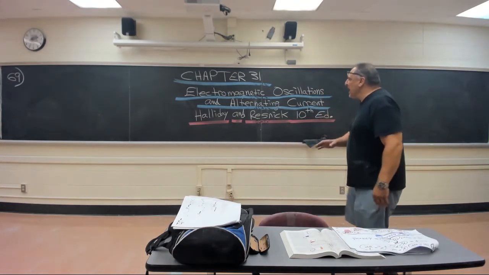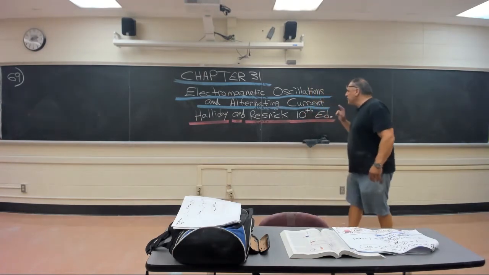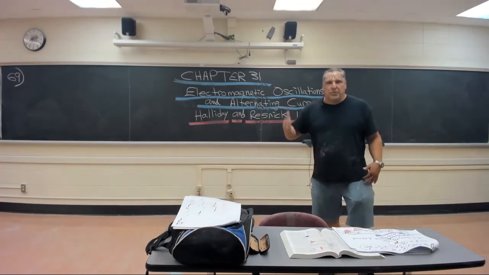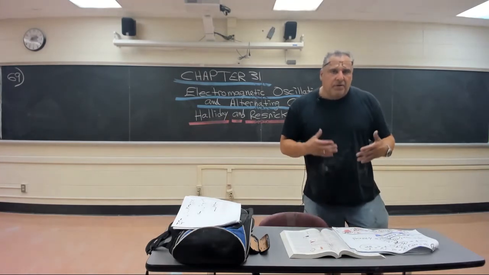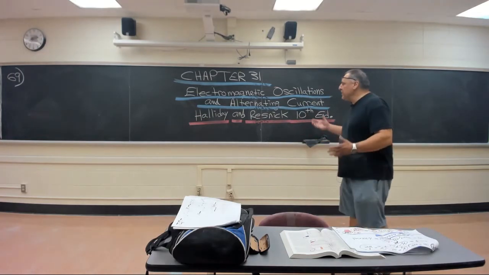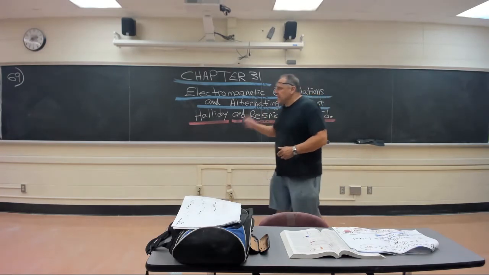Problem number 69 from chapter 31, Electromagnetic Oscillations and Alternating Current. Many problems are going to scroll at the end of this video from chapter 31. The opportunity arose to do numerous problems there, and so they'll be there for you at the very end. You can see as they're scrolling. Again, this is from the Halliday and Resnick book, 10th edition.